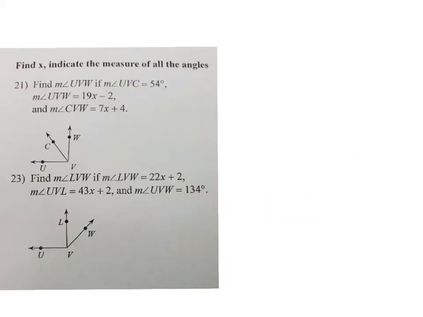All right, 21 and 23 are very similar. They are like the angle addition postulate. So basically it says if you have two little angles, they add up to the big angle. So once again, what I tell everybody is find the big angle first. So the big angle is UVW or WVU. So step 1, I want to find the big angle, right? So that's the big angle.